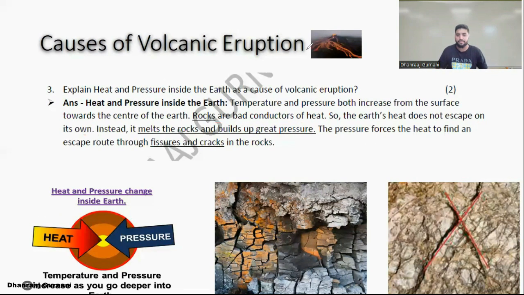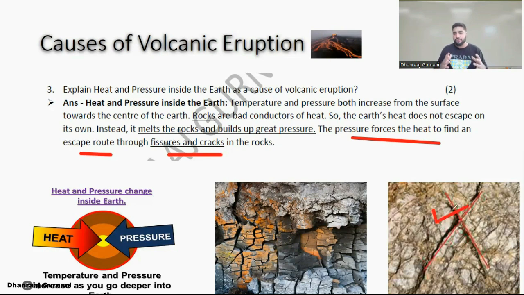So revising from the top, what are they saying? They are saying temperature and pressure, that is heat and pressure, will increase as you go towards the center of the earth. Pressure keeps on increasing, needs a way to come out, but rocks are bad conductors of heat, so heat and pressure cannot escape from the earth. Instead, this pressure continues to be building up. Now what happens? Pressure is building up. The pressure forces the heat to find an escape route, which comes out through fissures and cracks in the rocks. These are fissures and cracks in the rocks.